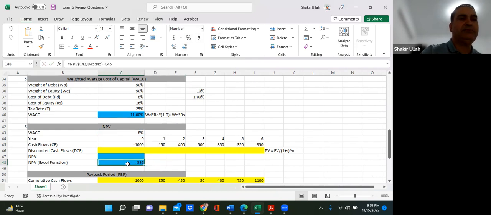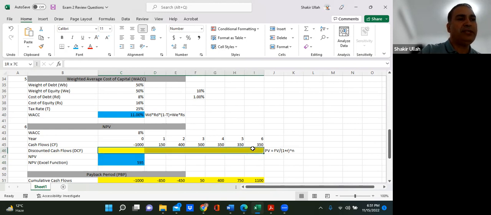And NPV, net present value, is positive. So it can ask you the question, should you accept this project or not? Based on the NPV, when the NPV is positive, we accept the project. When it is negative, we reject the project. It can also, if you don't know this formula, you will have to find the present values of all of these and then add them together to find the total net present value.